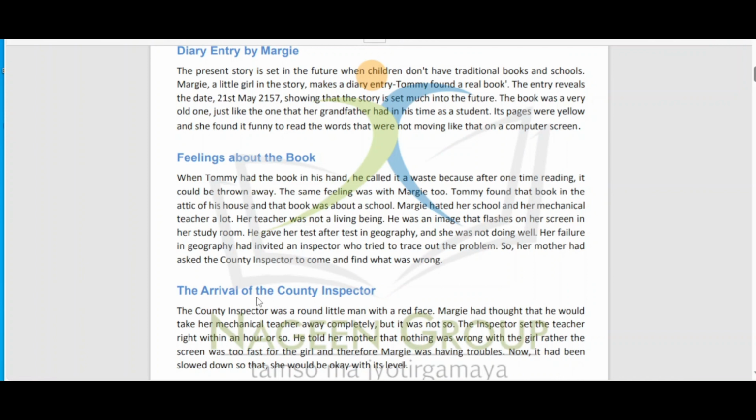Then Tommy found that book in the attic of his house, where he got the book. He found the book in the attic of the house. Attic means we can say a storeroom where we keep unessential things. And the book was about a school. And what is the purpose of writing that book? What is actually inside that book?